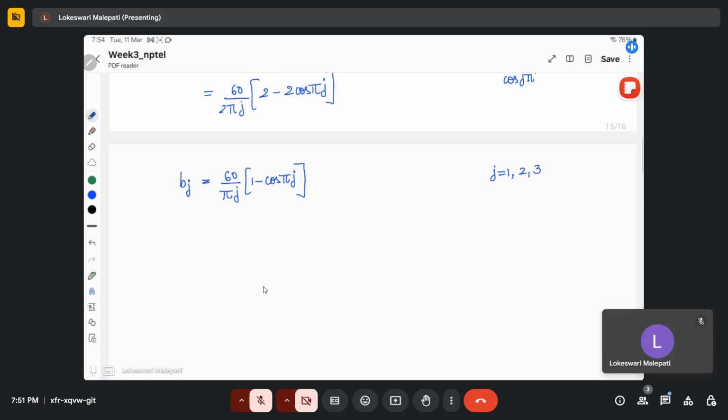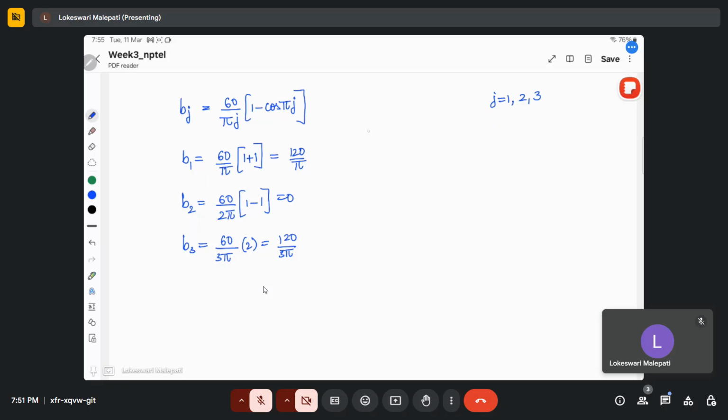So now let's substitute for j is equal to 1. So b1 is equal to 60 by pi, 1 minus cos pi is minus 1, so this would be 120 by pi, and b2 is equal to 60 by 2 pi, 1 minus 1, that is 0. That means for even values of j, this coefficient bj would be 0. So 60 by 3 pi multiplied by 2, that means 120 by 3 pi.